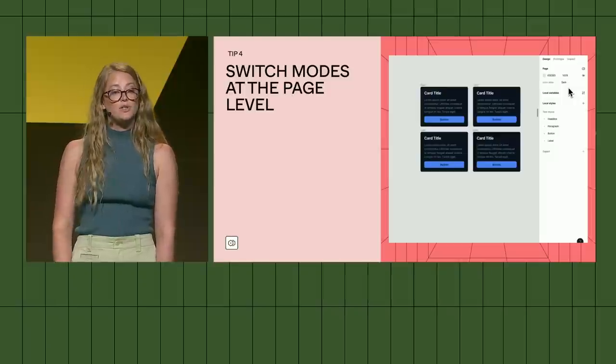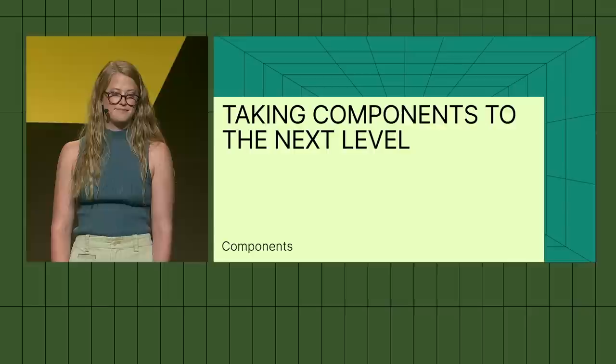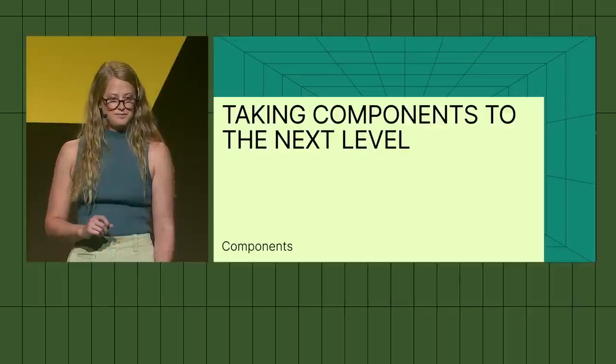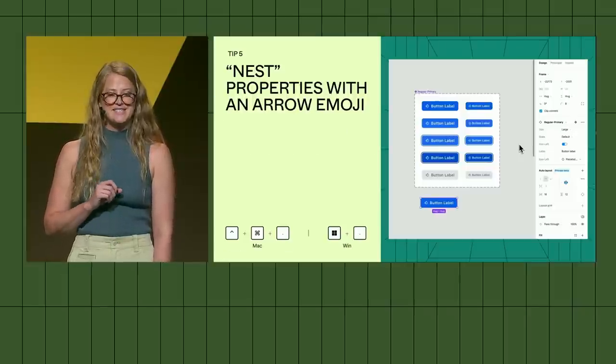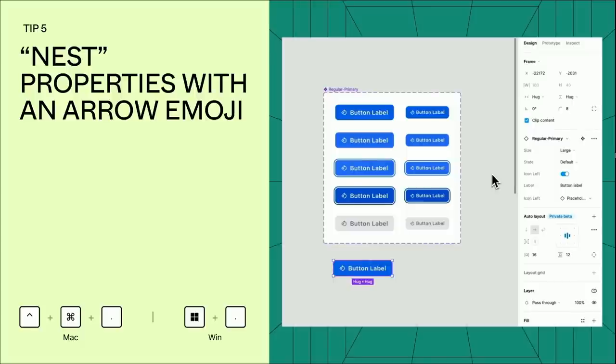Now I'll jump into a few tips that'll take your components to the next level. First, nest properties with an arrow emoji. Give conditional properties the appearance of being nested by placing them next to each other and using an arrow emoji.